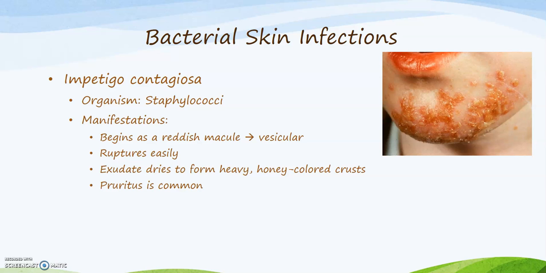The manifestations, as I mentioned, are a dried, heavy, honey-colored crust, and that's where I mentioned the yellowish color, and it is very itchy. It's very highly contagious, and kids with this are not permitted to attend school until they have received adequate treatment by their healthcare provider and have been on antibiotics. Page 953 in your textbook, the 6th edition, gives quite a bit of information about impetigo as well.